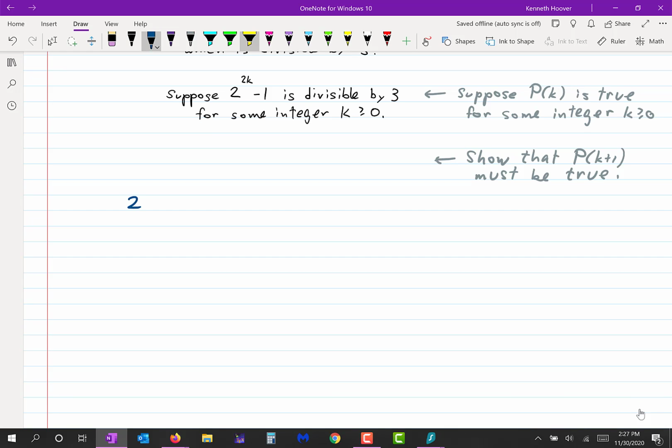So we're going to be writing down 2 to the 2 times k plus 1 minus 1, and we're going to hopefully show that that's divisible by 3. So let's work this out here. That would be 2 to the 2k plus 2, right? Minus 1. I'm just going to see where this takes me. I can rewrite that as 2 to the 2k times 2 squared minus 1. Okay, 2 squared is 4, so let's do that.